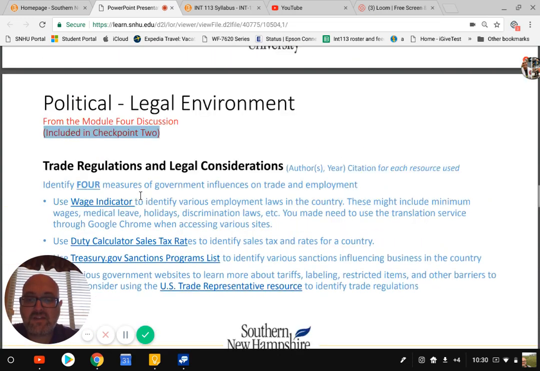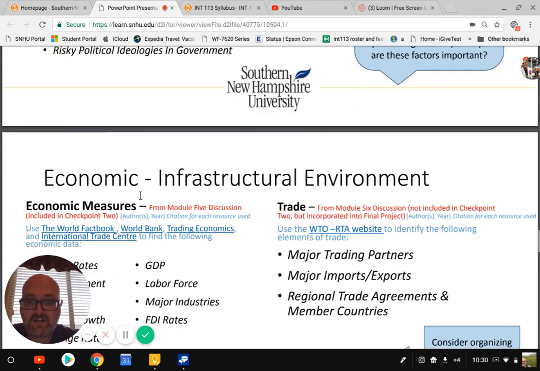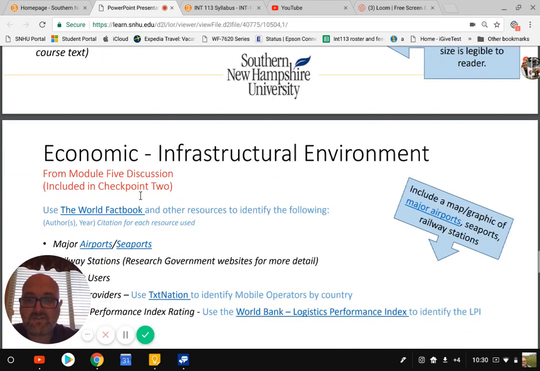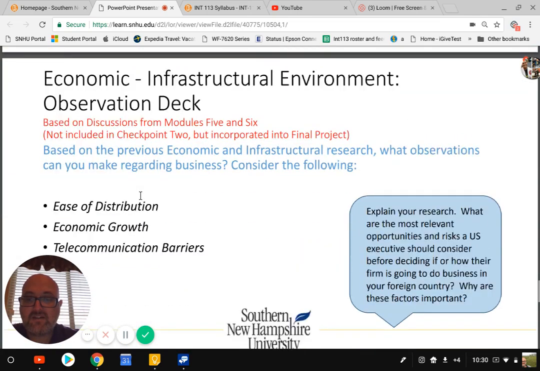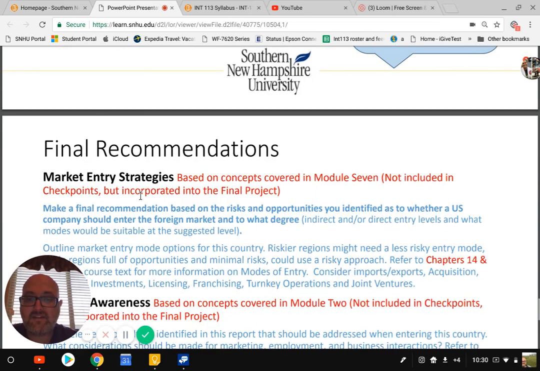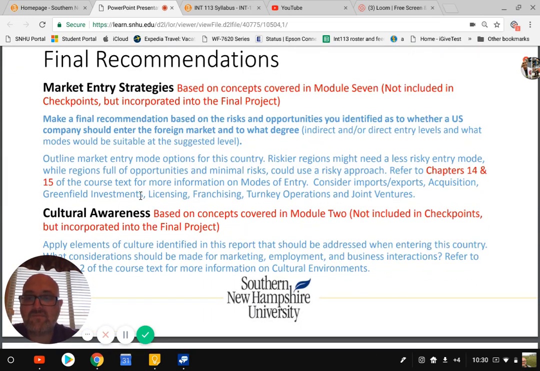So then what happens is after you submit checkpoint 2 in module 6, you literally, to complete your final project, you have to add 1 slide. Final recommendations, market entry strategies, and cultural awareness.